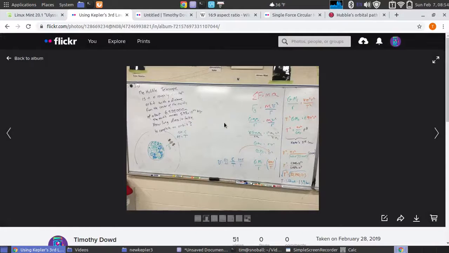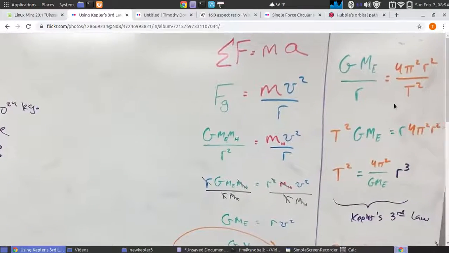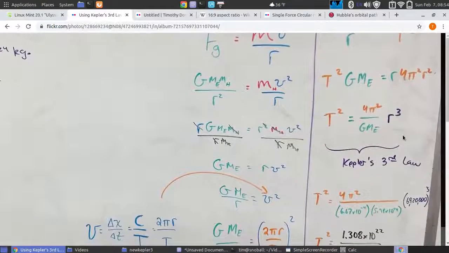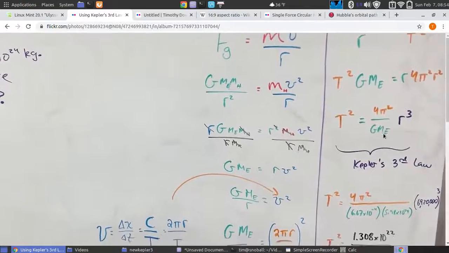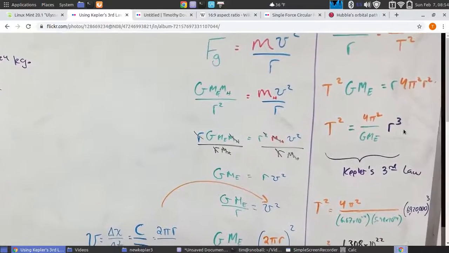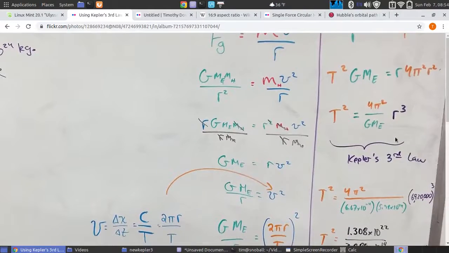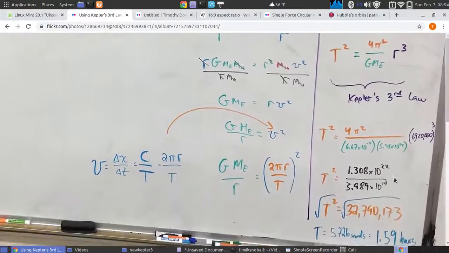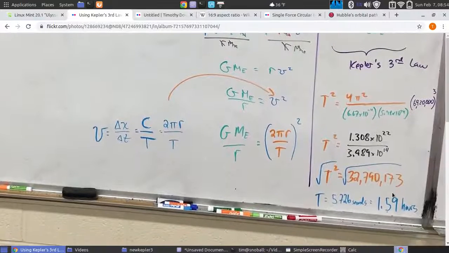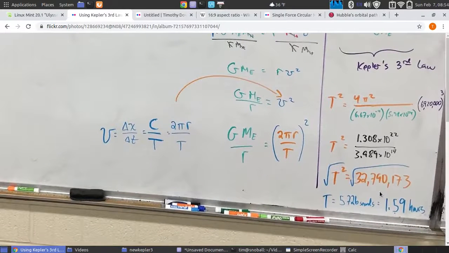All right, welcome back. So all of this is just the derivation of the third law again. Here it is. And everything in this fraction is just constants. And it gave us what the radius was. So we should be able to solve for the period. And we end up with 1.59 hours. And that is really close to the actual orbital period of the telescope, which is 97 minutes or 1.61 hours, according to the European Space Agency.